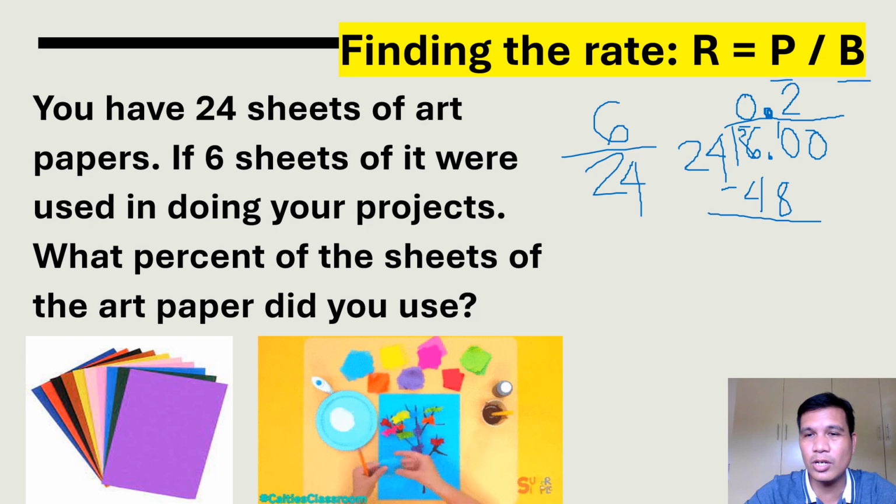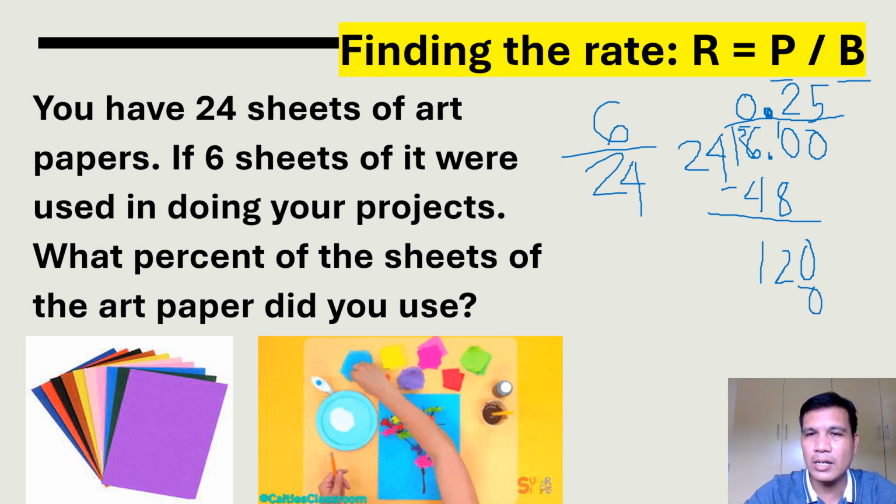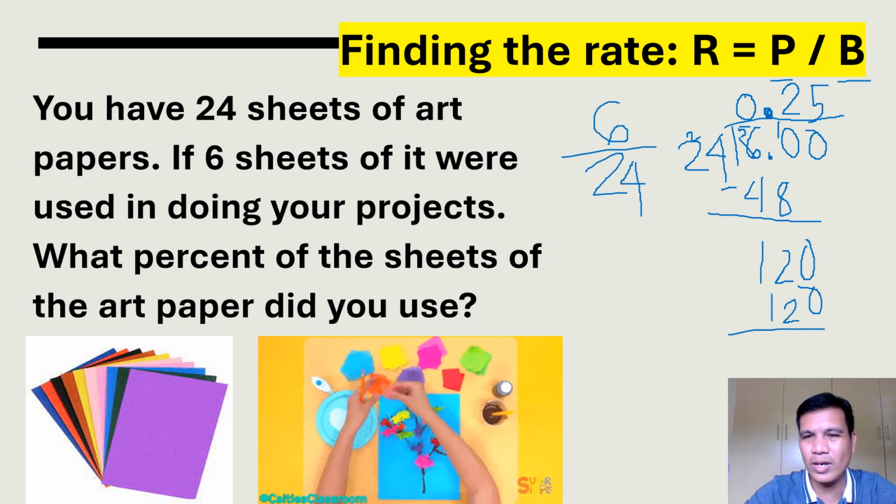Okay, don't forget to regroup. 10 minus 8 is 2. Then 5 minus 4 is 1. Then bring down 0. 120 divided by 24 is 5. 5 times 4 is 20. Regroup 2. 5 times 2 is 10. Plus 2 is 12. So, ayan, 120. So, 0 na dito. So, our answer is in decimal form.